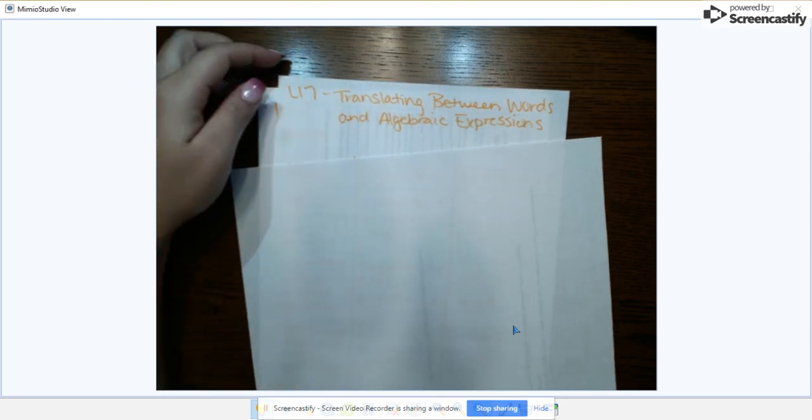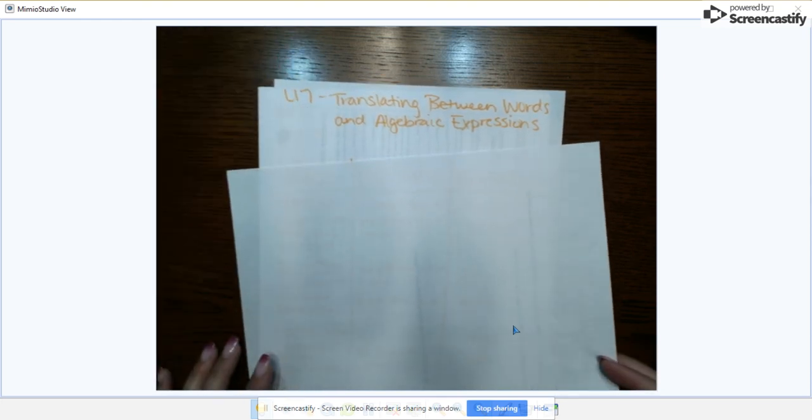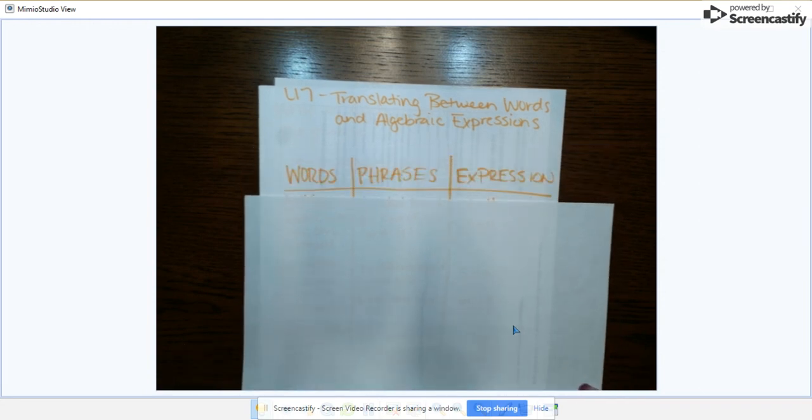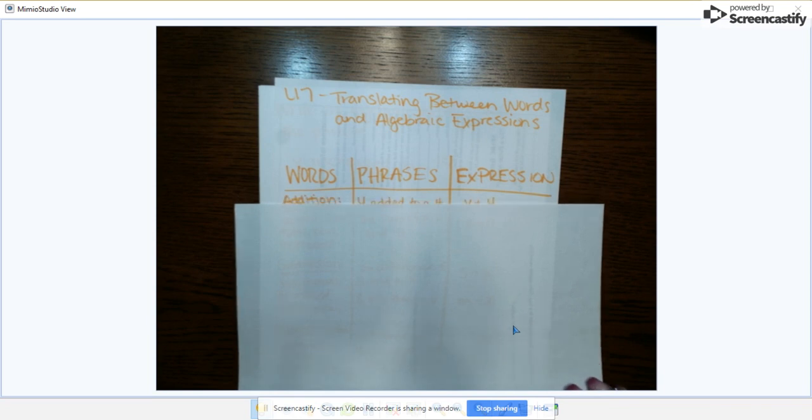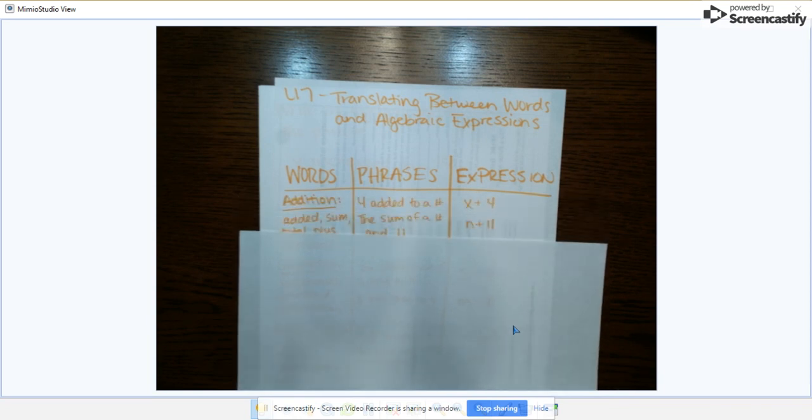Hello. Today we are going to translate between words and then math sentences or algebraic expressions. So I'm going to give you this chart. It's going to have a lot of information on it, but we'll go through it piece by piece.